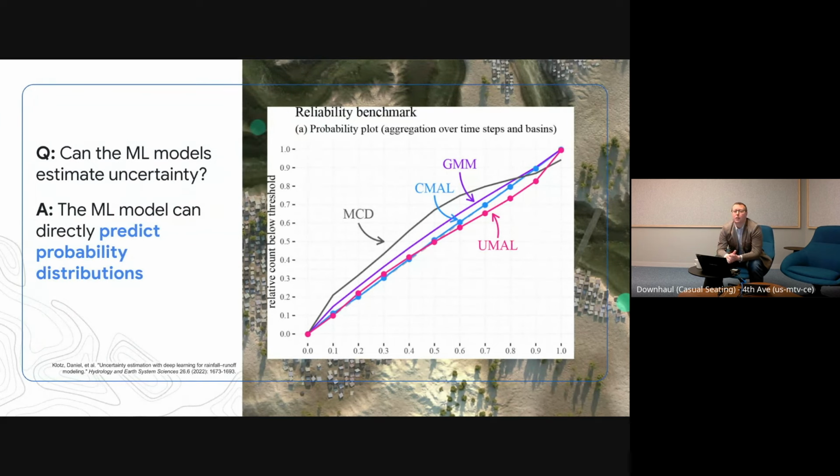The reason why that's true is in the paper, but it's basically because CMAL uses an asymmetric distribution, and the uncertainty in hydrological data is asymmetric. It has heavy tails.